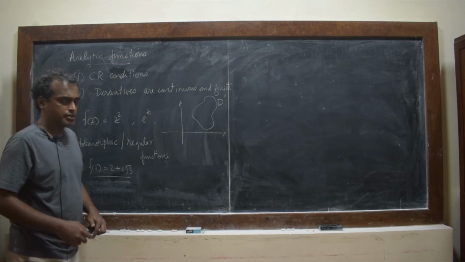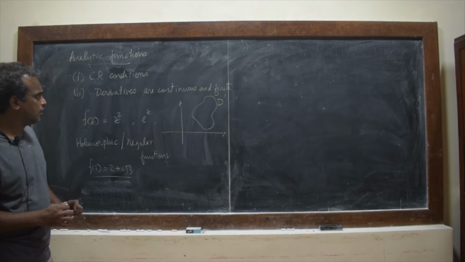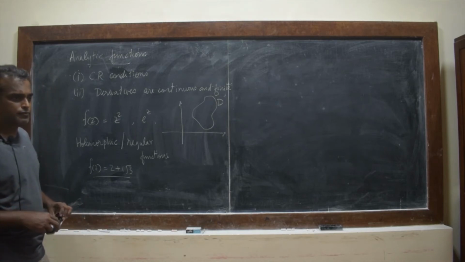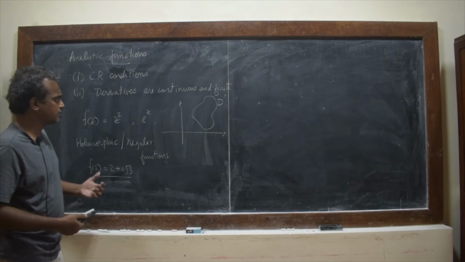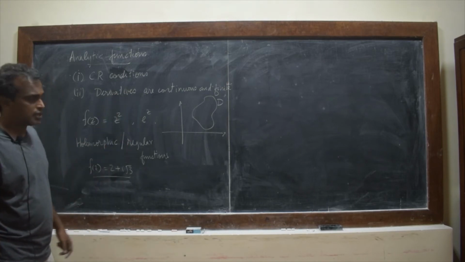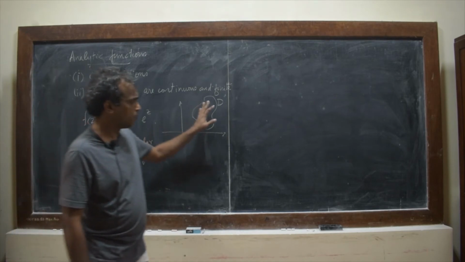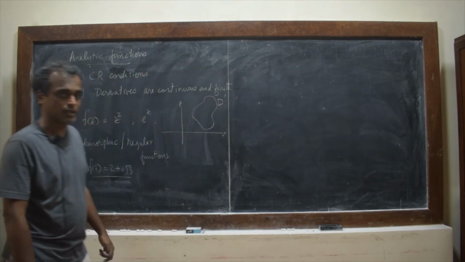Now, it is interesting to ask what are the ways in which a function can lose its analytic property at certain points or certain regions of the complex plane.